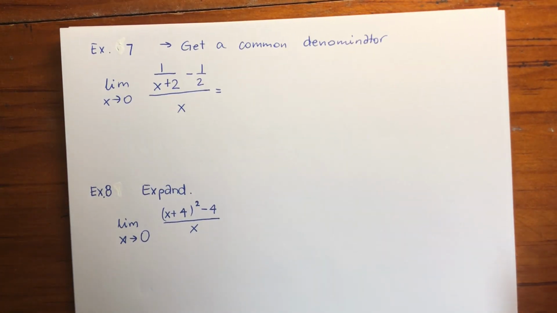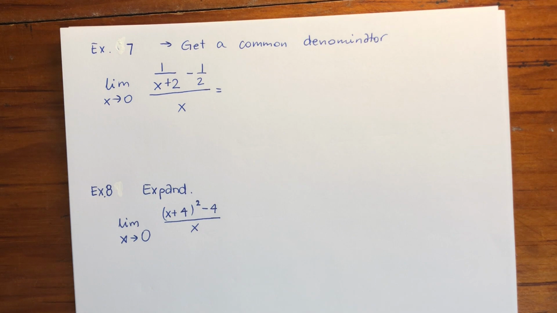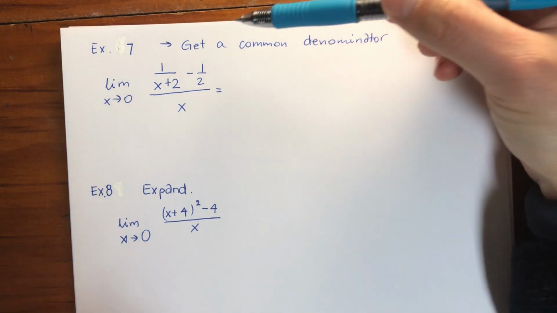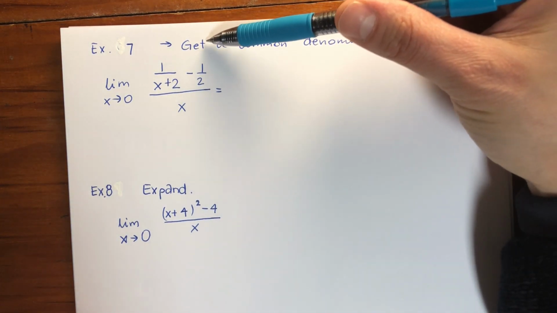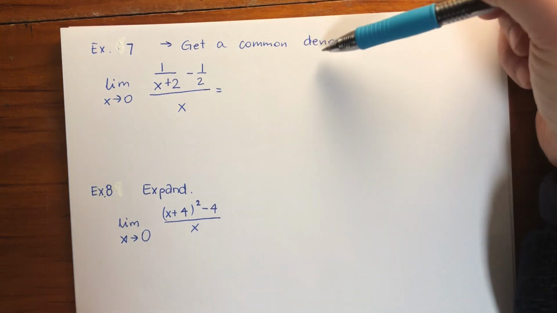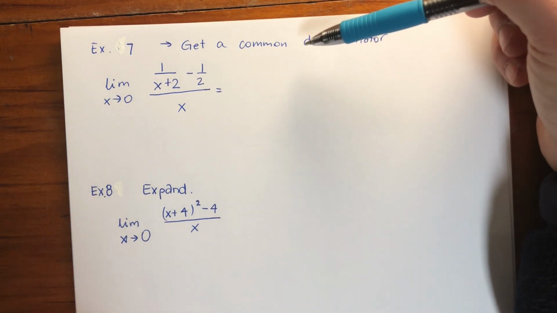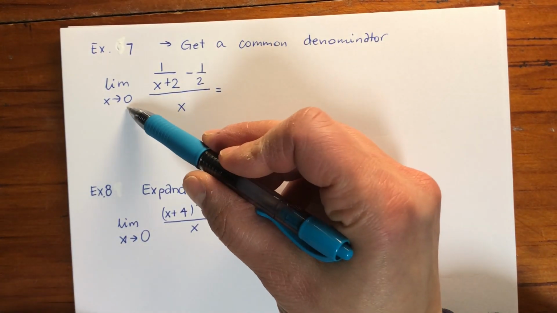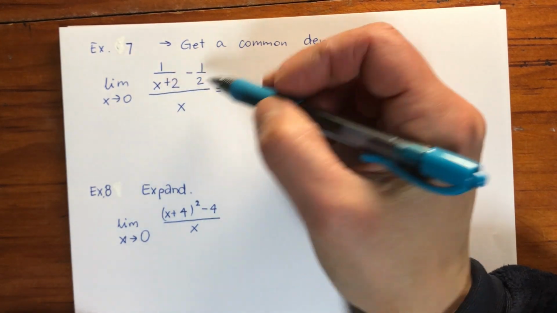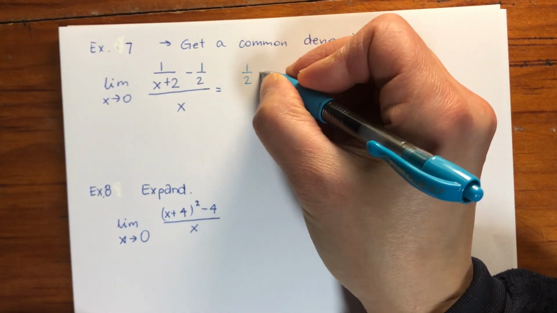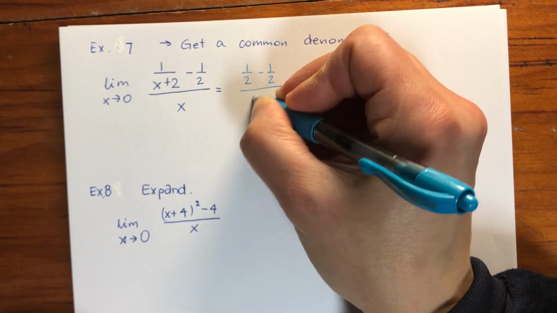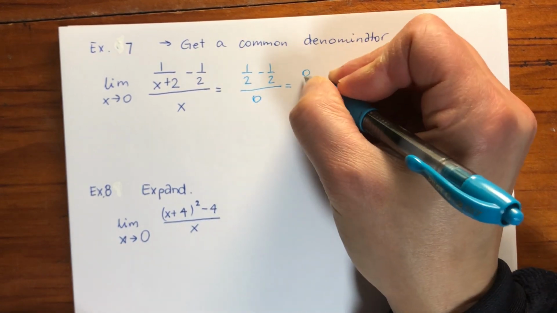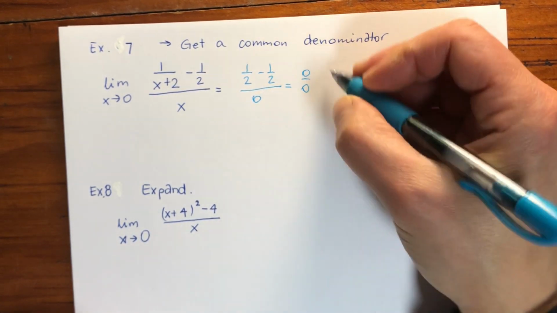And we are going to use a different technique. And for this one, I call this getting a common denominator. But basically, let's see what we get first once we plug in 0. So I will get 1 over 2 minus 1 over 2 over 0, which is 0 over 0, which again is a problem.